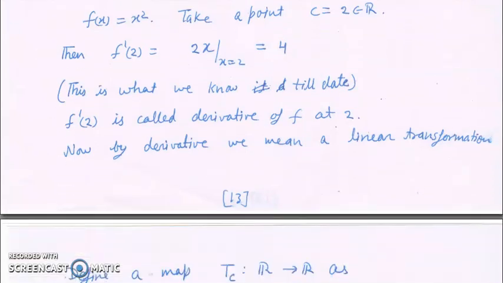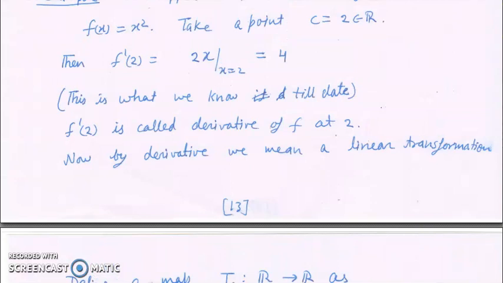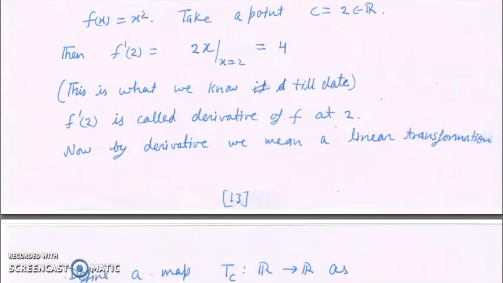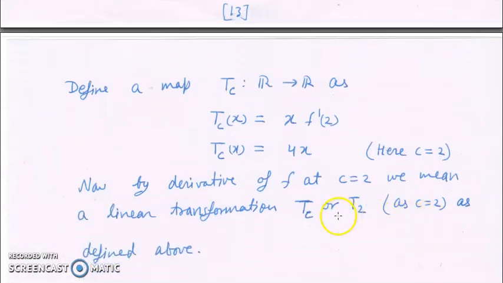And what is that linear transformation? That linear transformation is the map Tc from R to R defined as Tc of x is equal to x times f dash c. So multiplication by f dash 2 is a linear transformation. The value of f dash 2 is 4, as we have calculated just now. So this is Tc of x is equal to 4x. Because c is equal to 2, you may also call it T2. So this is a linear transformation, and this linear transformation is actually the derivative of the function f.